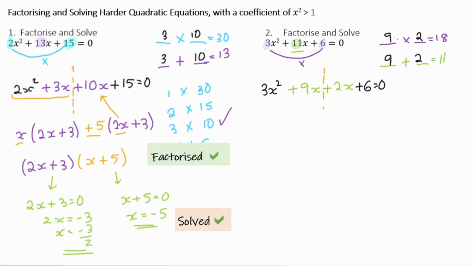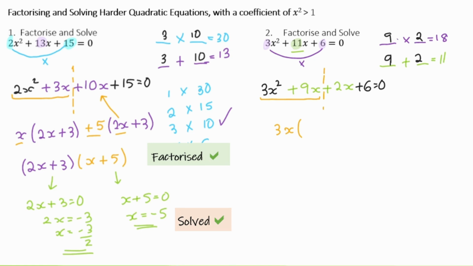So on the first part of the equation, we've got 3x squared plus 9, and on the second part, we've got 2x plus 6. So we are first going to factorize the first part of the equation, and the common factors in 3 and 9 are 3, so we're going to put 3, and the common factors in x squared and x is x. So we're going to put 3x as our common factor and open the bracket.